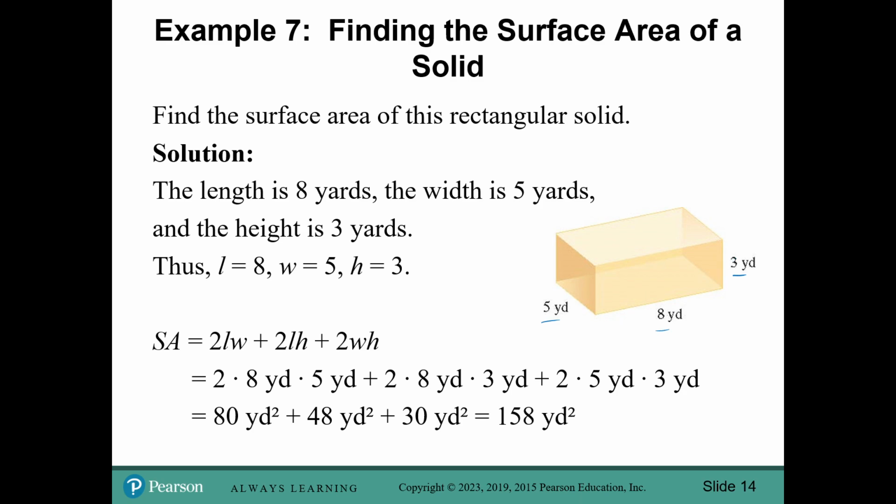Okay. Do your multiplication there. Work it out. You basically get 80 yards squared plus 48 yards squared plus 30 yards squared. You add all the areas of your sides together, and you're going to get 158 yards squared. Okay, it's just a matter of breaking it apart.